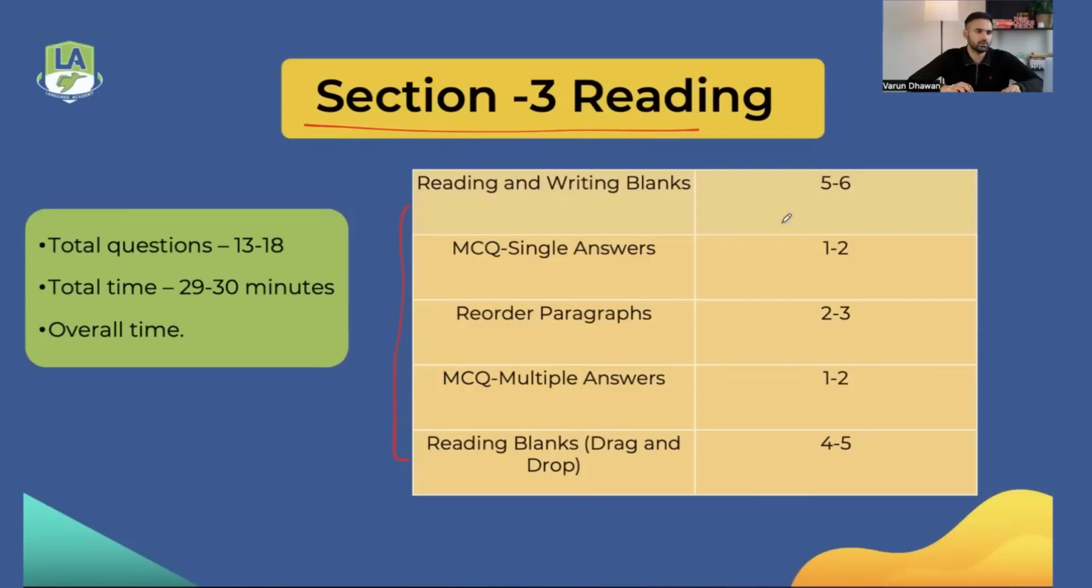So reading module has got 5 different question types. First are the reading and writing blanks, also called as drop-down blanks. You'll have 5 to 6 of these. Then will be your MCQ single answers, 1 to 2 of these. Then reorder paragraphs, 2 to 3. MCQ multiple answers, 1 to 2. And reading blanks, drag and drop, 4 to 5.